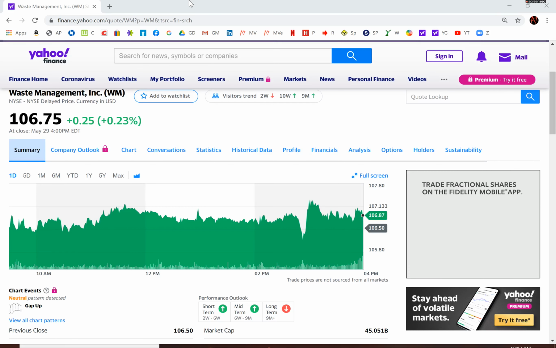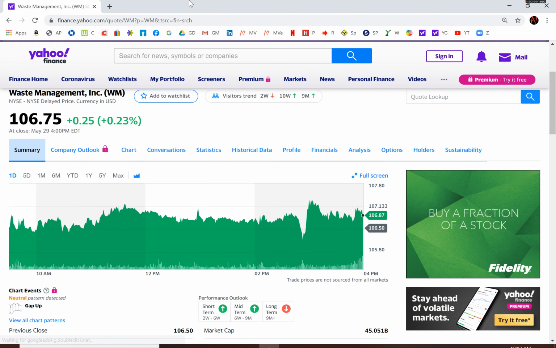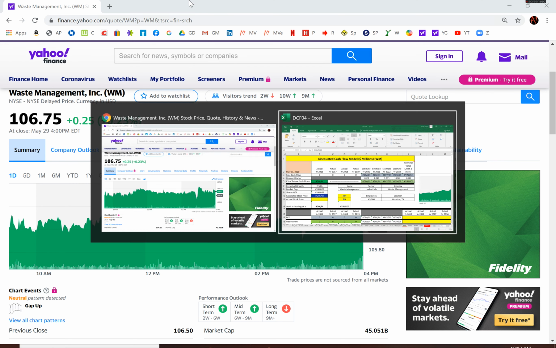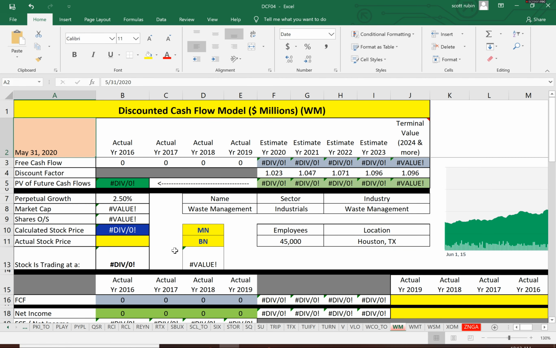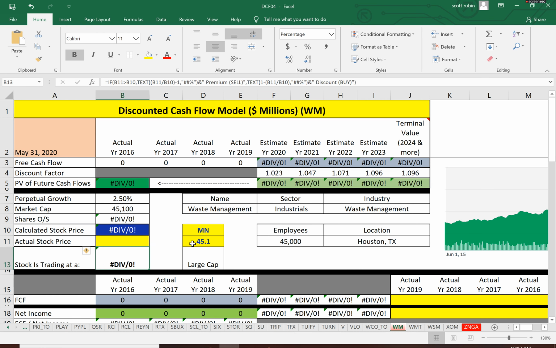We're going to calculate the stock price for Waste Management. The first step is we need the market cap, which is 45.1 billion, and we'll put that into the model. Now we need the stock price, 106.75. If you take the market cap and divide it by the stock price, you get the shares outstanding, 422 million shares outstanding.